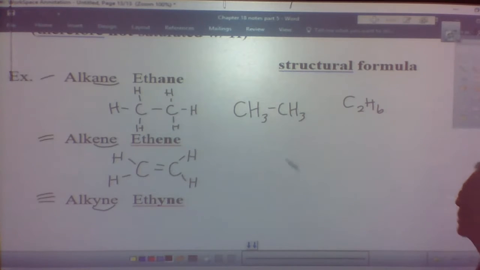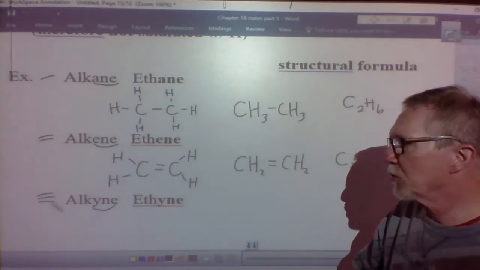The condensed structural formula will be CH2, double bond, CH2. And then the molecular formula will be C2H4. Now let's look at one with a triple bond.